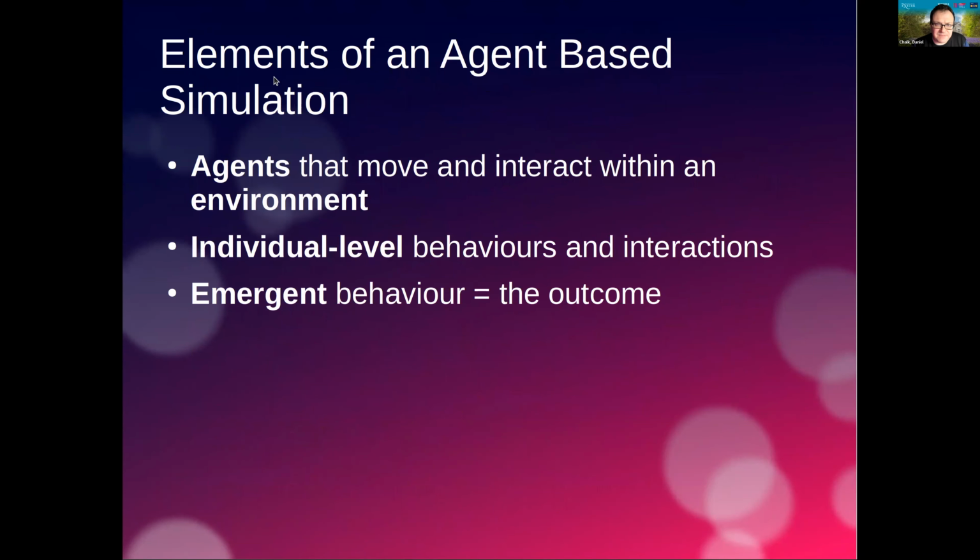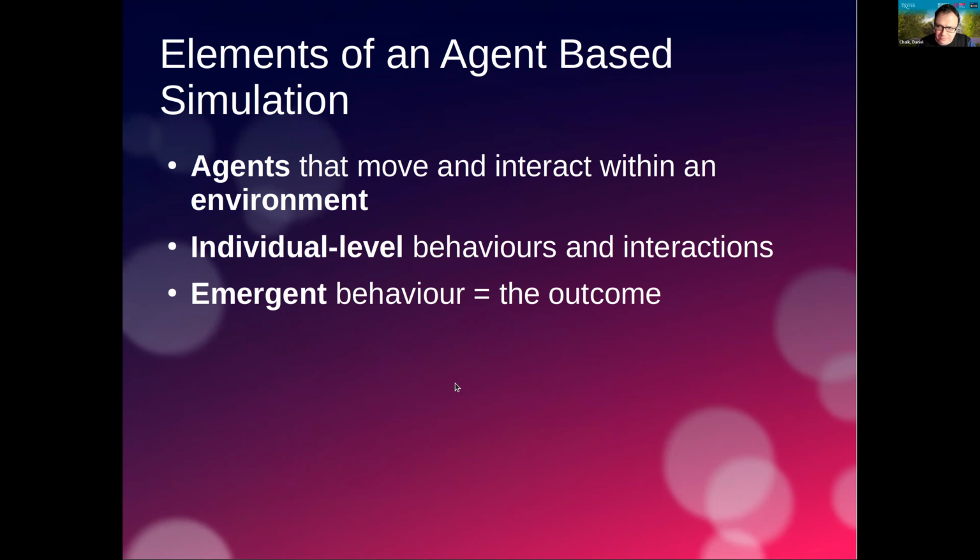So what are the core elements of an agent-based simulation? Well, we've got agents, which are our principal entities, a bit like entities in our discrete event simulation. Agents are our entities of interest within an agent-based simulation, and these are the things that are moving, interacting and behaving in some kind of environment. So you've got agents doing things within an environment.